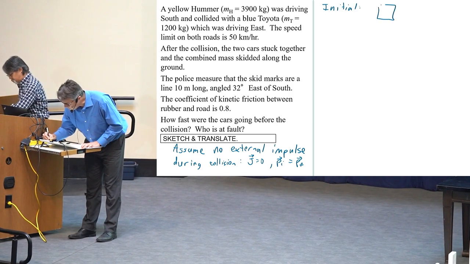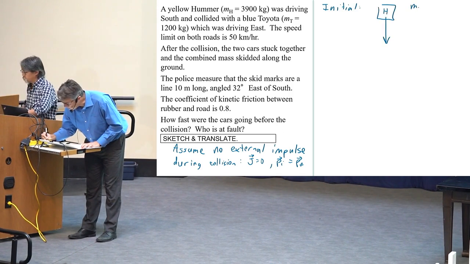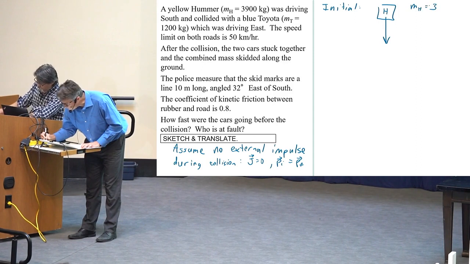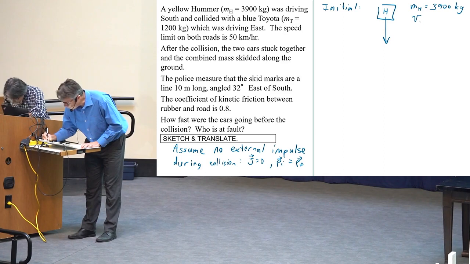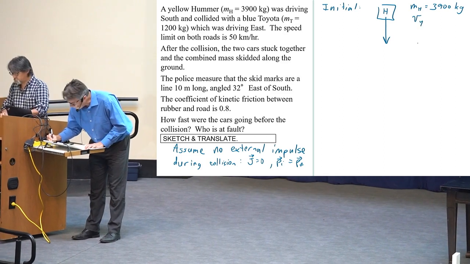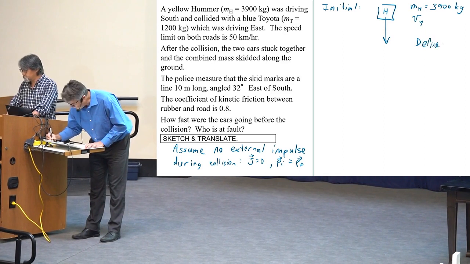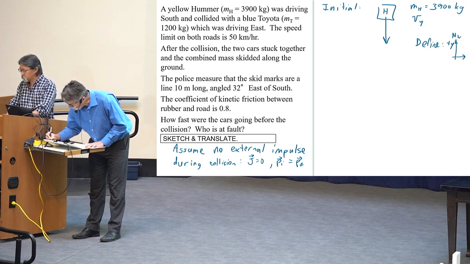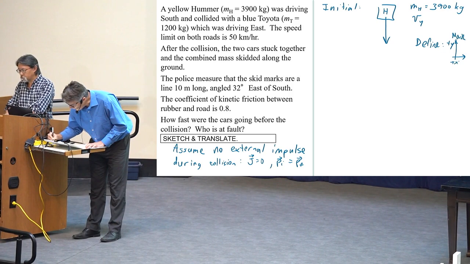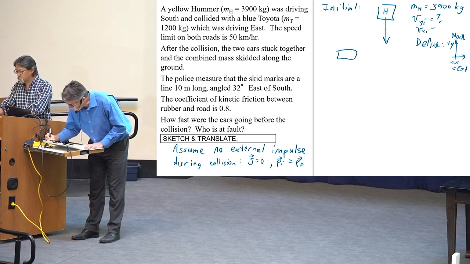We've got, let's put the Hummer driving south. The mass here we know somehow. Maybe we look it up. 3,900 kilograms. The velocity in the y direction. So I'm going to define plus y is like north, and I'm going to define plus x is east. Vy initial, that's actually what we're trying to find, just before the collision. And then I guess that Vx initial equals 0.